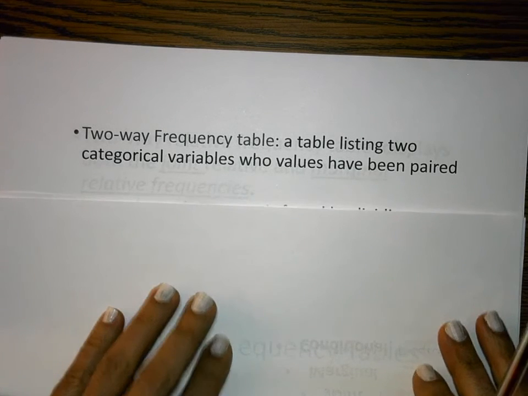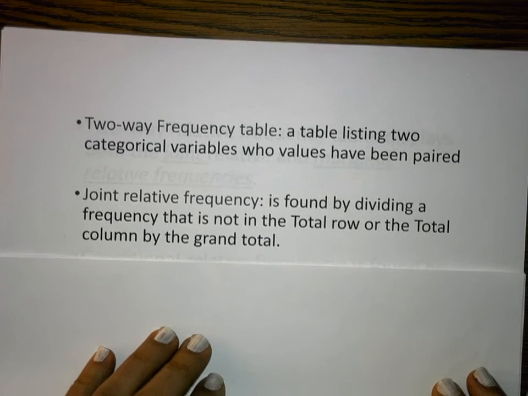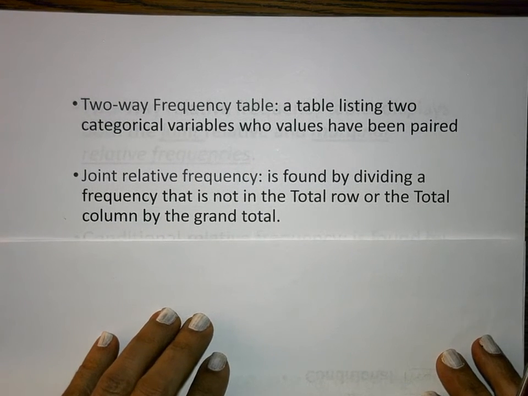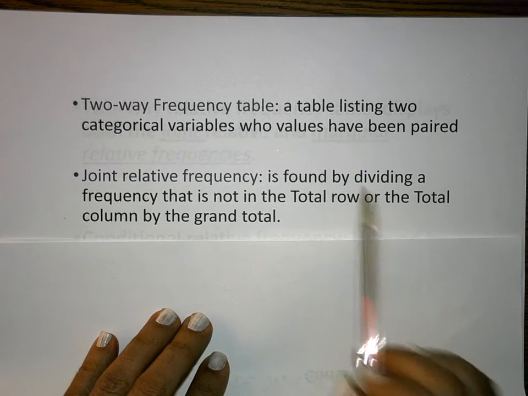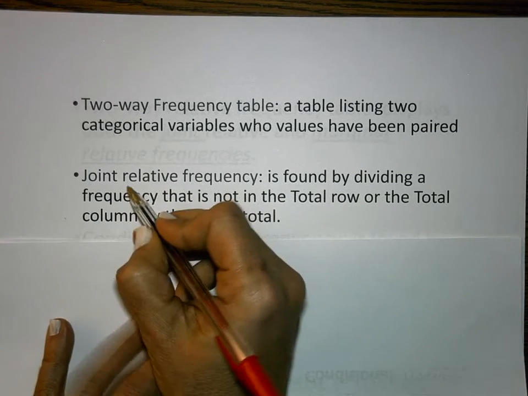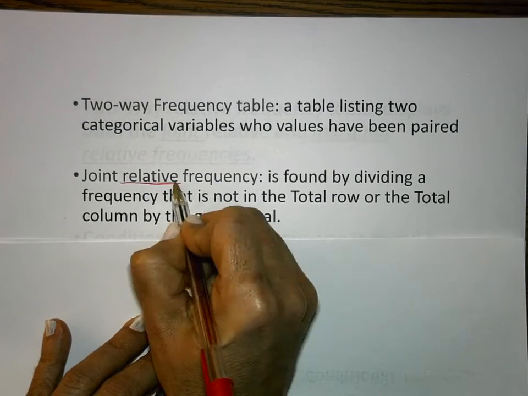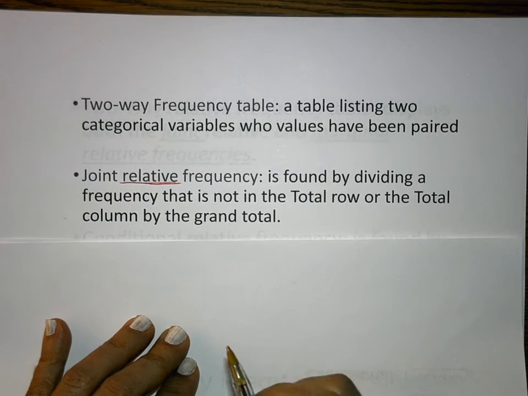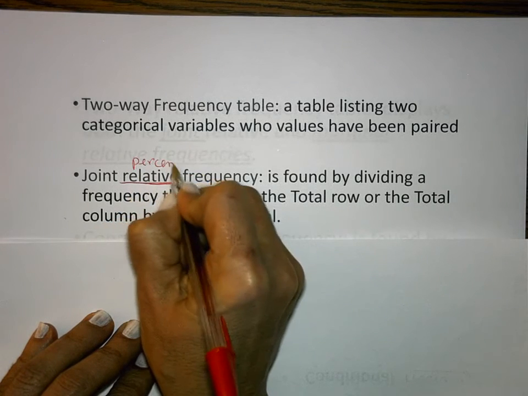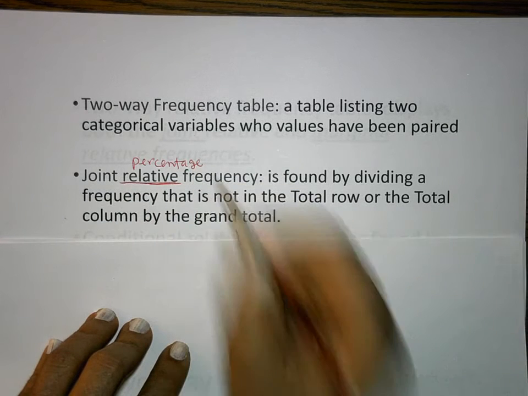Okay, the next thing is a joint relative frequency. A joint relative frequency is found by dividing. So how do I find a joint relative frequency? Every time I see the word relative, I want you to think of percentage. So I'm going to write right on top of it, percentage. We're going to be talking about percentage.